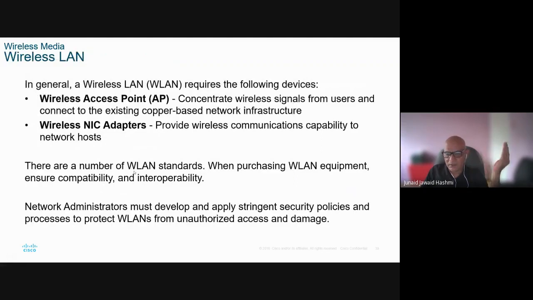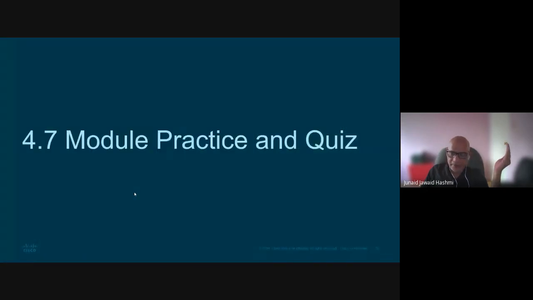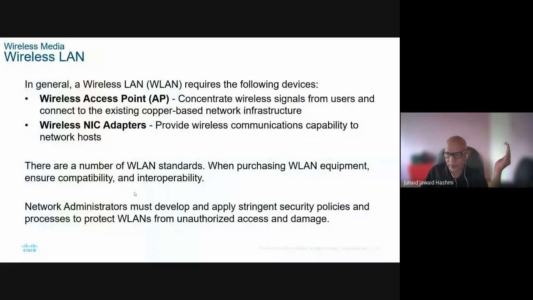Anyway, this is something you guys already know. So you need a wireless access point. You have a wireless NIC adapter. Okay. And what else? Security is important on your wireless network. You have to create a security policy, sorry, a password policy, and you have to enable security, so only authorized users can access your network. Okay.